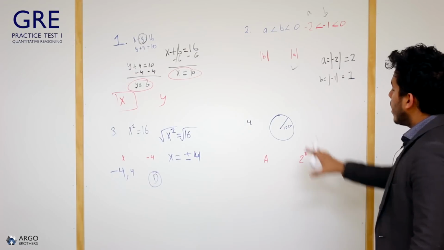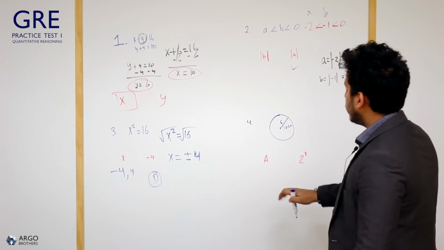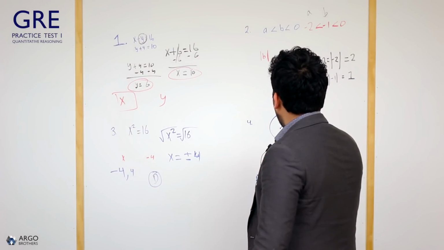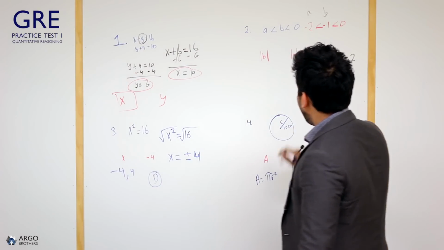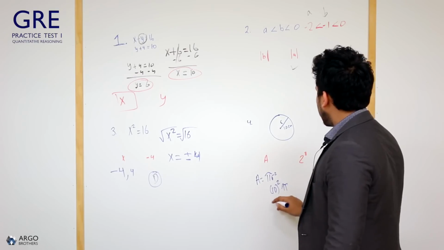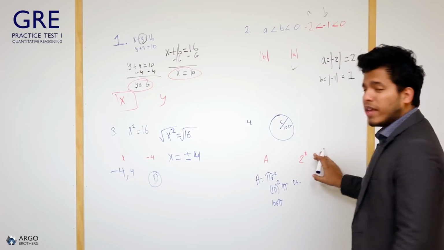Question number 4 over here. I have a circle. I'm given that the radius is 10 centimeters. Column A asks you for the area. I hope you remember that the area of a circle is pi r squared. The radius is 10, so 10 squared times pi, which is 100 pi, versus 2 to the 8th power.